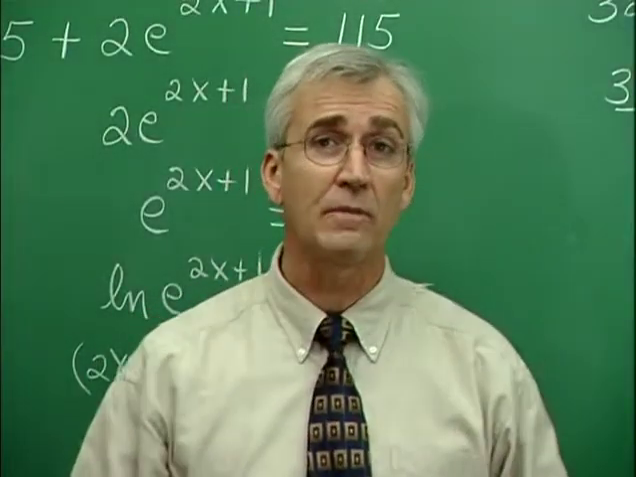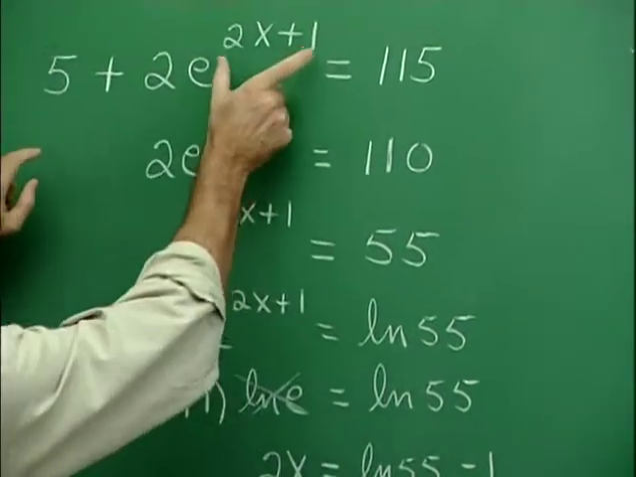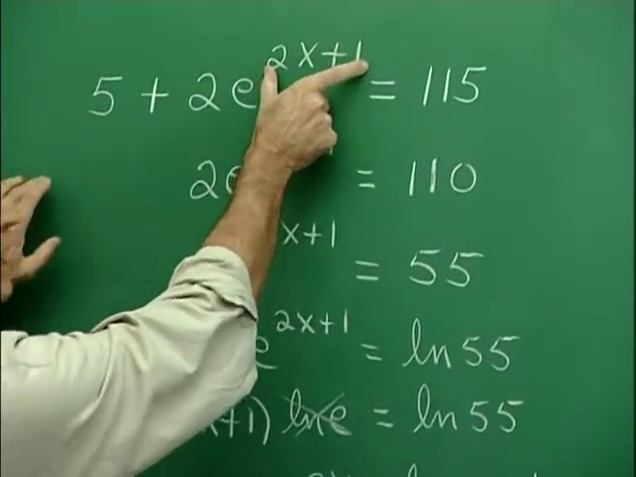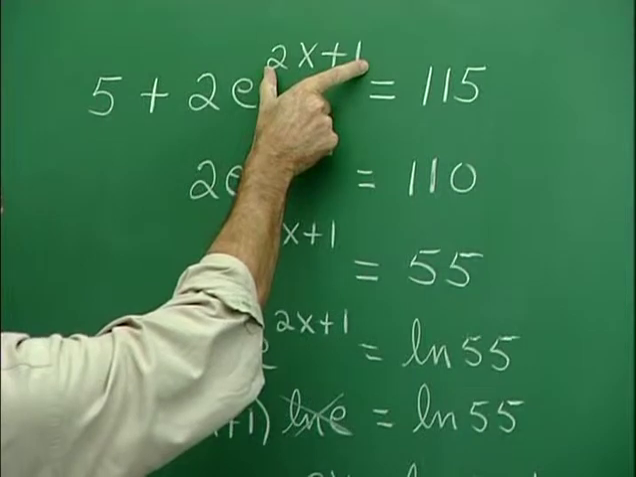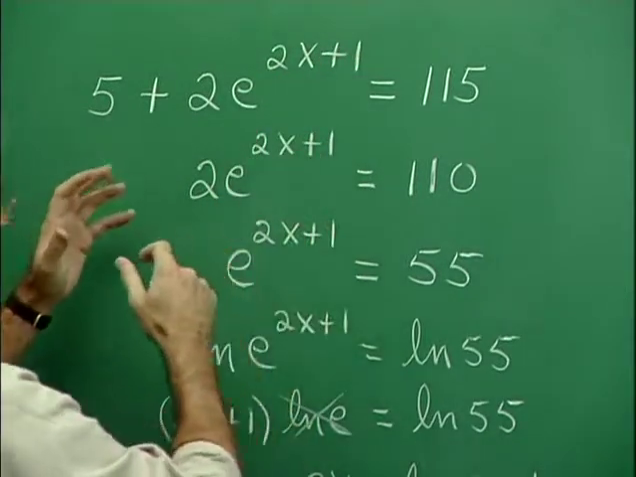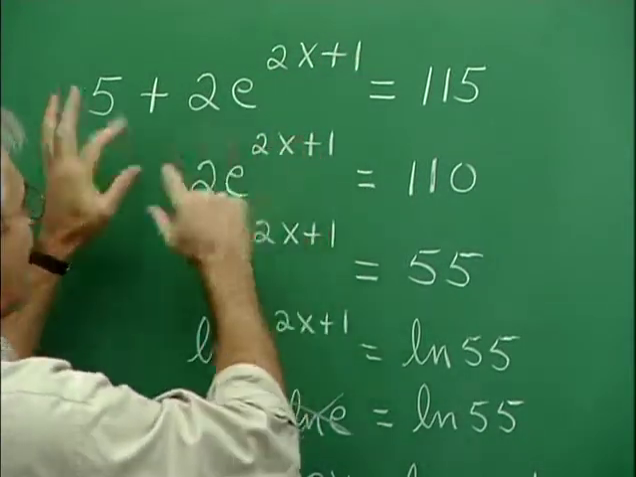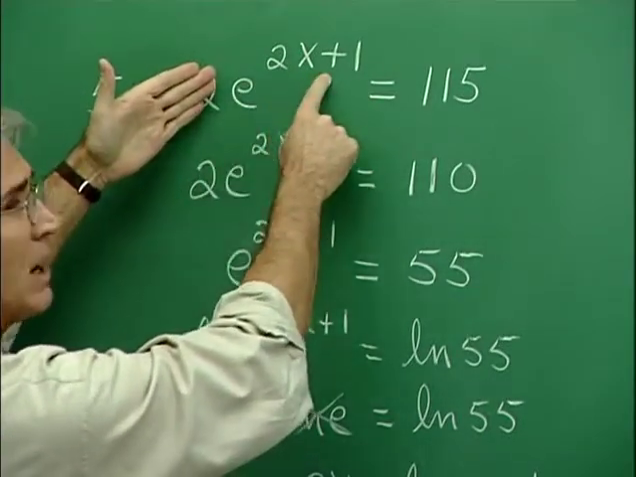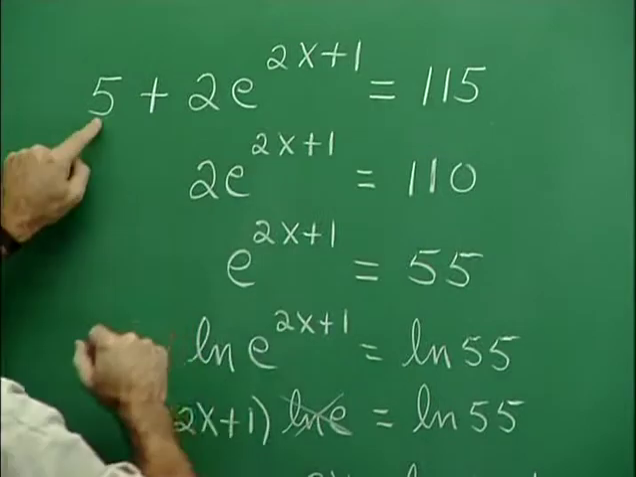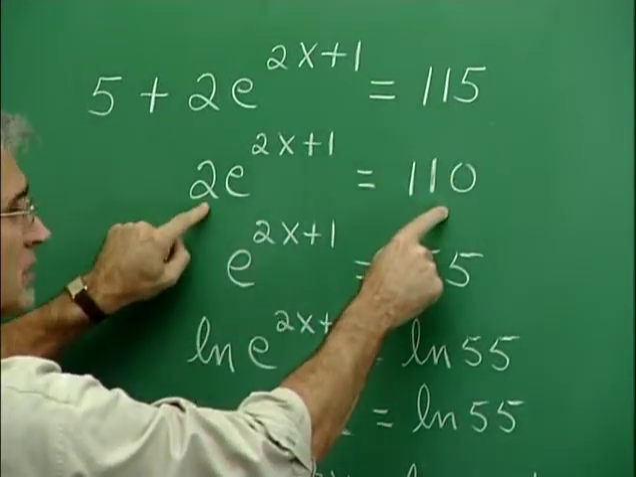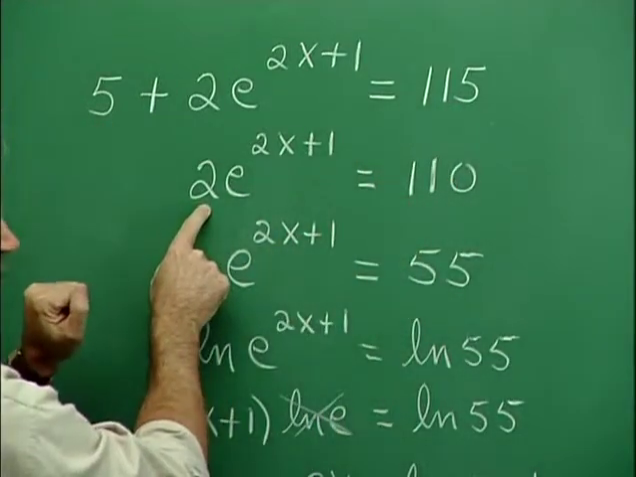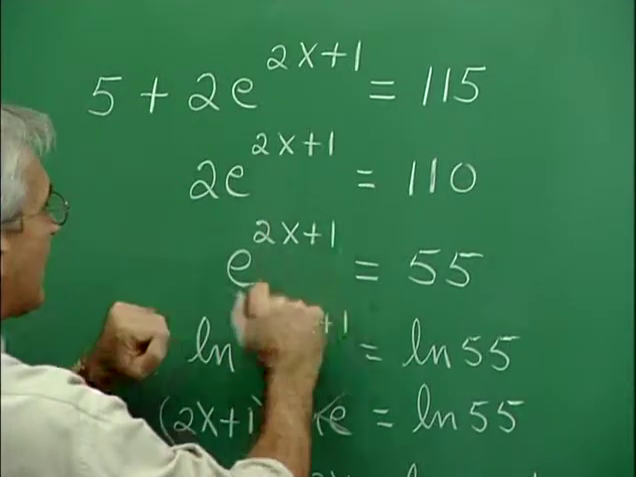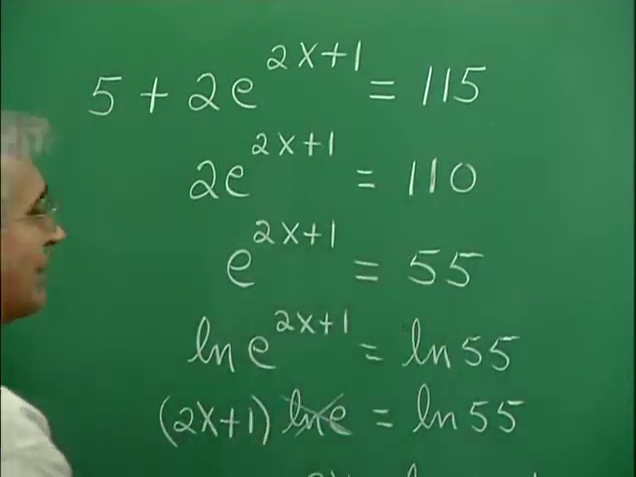The first thing we notice about this equation is that it's an exponential equation because the variable lies as part of this exponent. Our next task would be to clear all of the factors and elements on this side of the equation except for this base exponent combination. To do that, we'll first subtract 5 on both sides, giving us this, and then we'll divide on both sides by 2. When we divide here by 2, we get this. When we divide here by 2, we get 55.